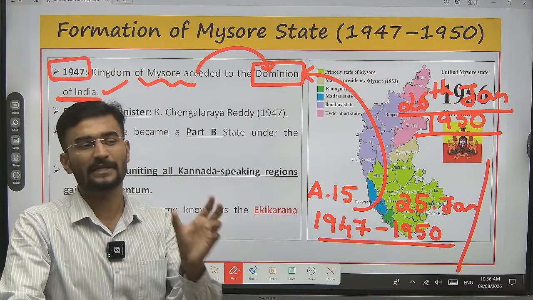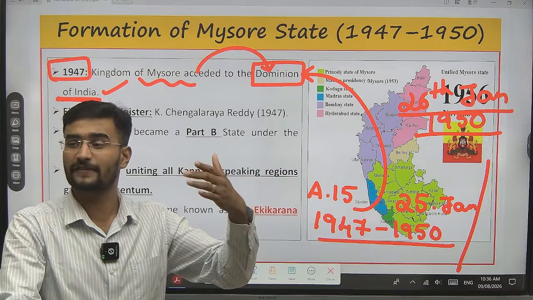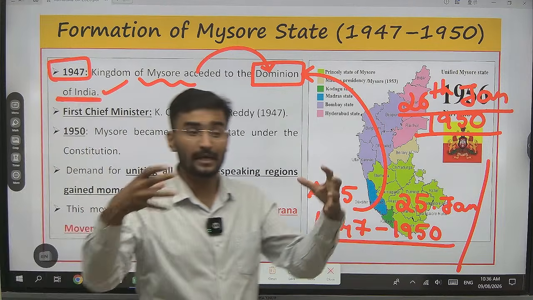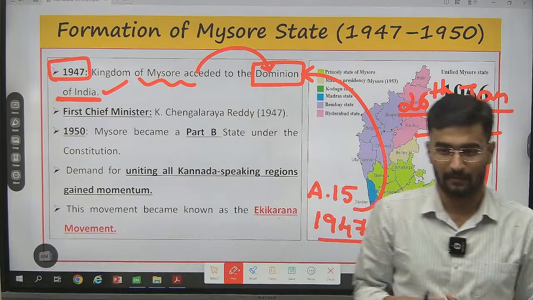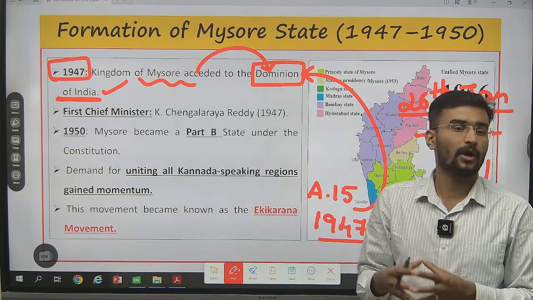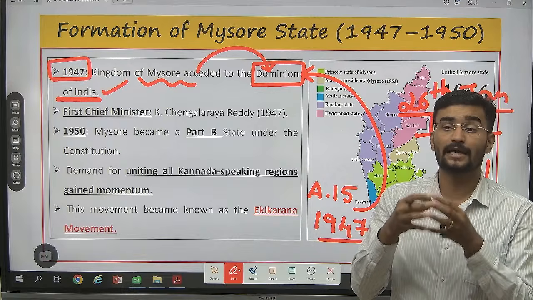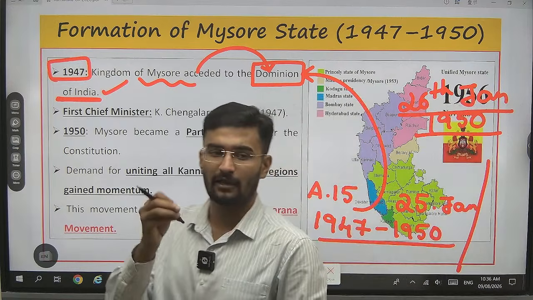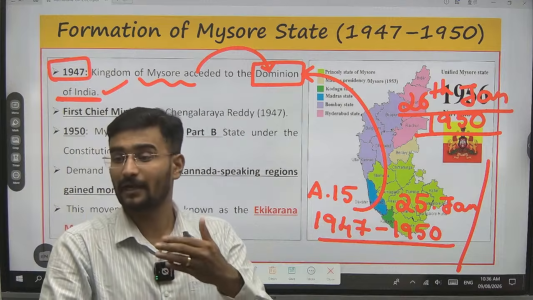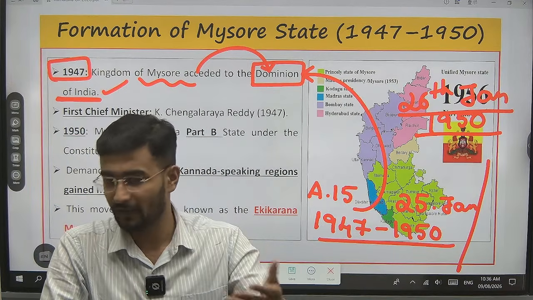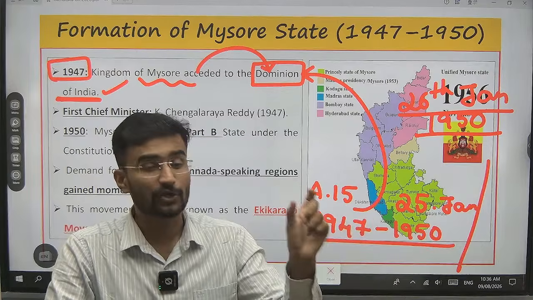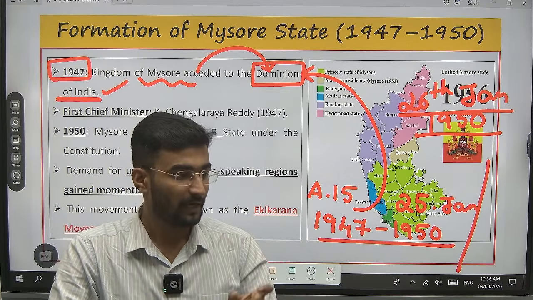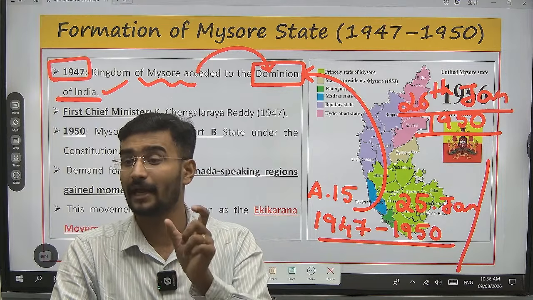But there were some princely states, more than 560 princely states. All those princely states were being integrated into the Indian Union by our most important personality, Sardar Vallabhbhai Patel. Sardar Vallabhbhai Patel, we call the father of unity in India. Because of this, his day is also called Unity Day, or Ekata Divas.